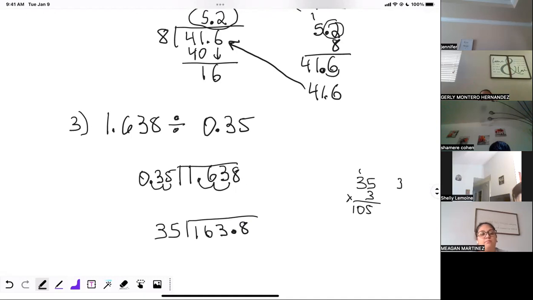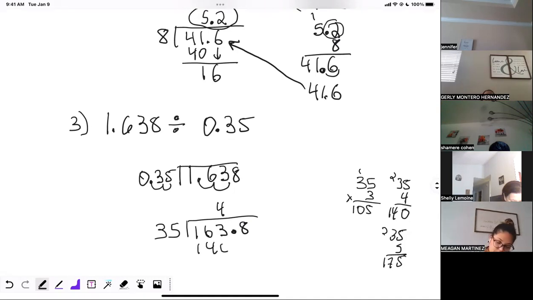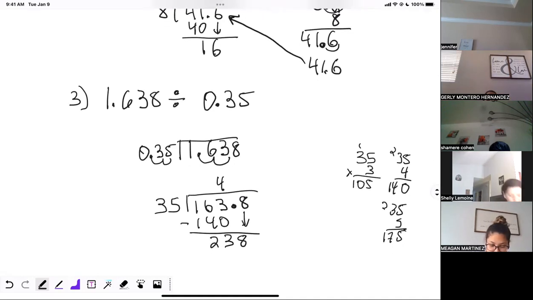So let's do 35 times 4: 20, 12, 13, 140. I think that's going to be it, but we'll check. 35 times 5: 25, 175, definitely a 4. Okay, 4, which is 140. I subtract, I get 23. I'm going to bring down that 8. I also know the decimal goes here because it lines up with my decimal.